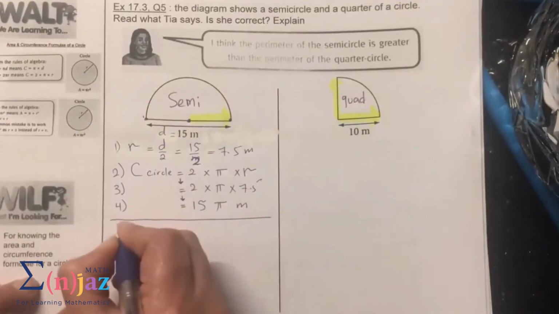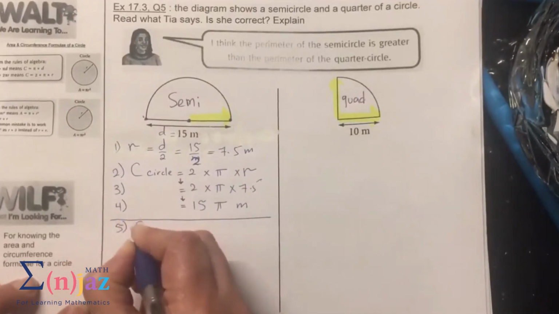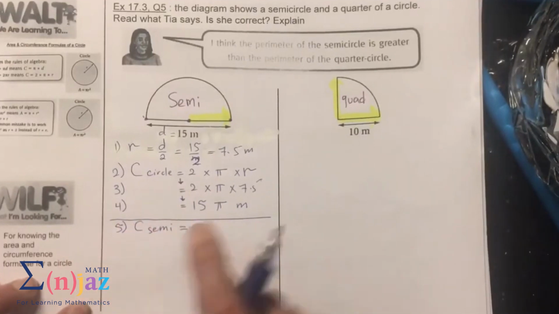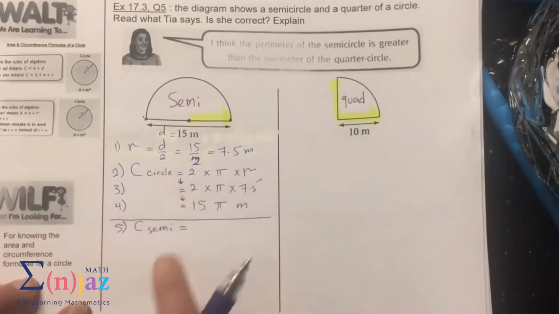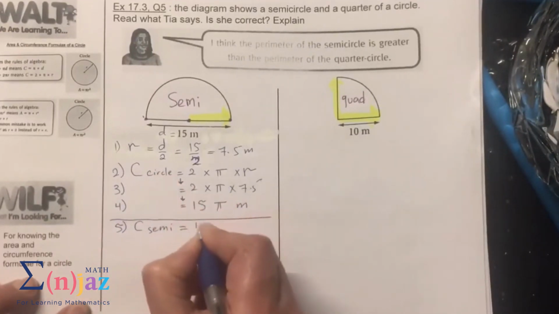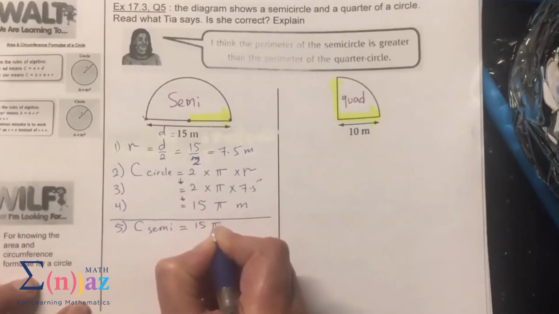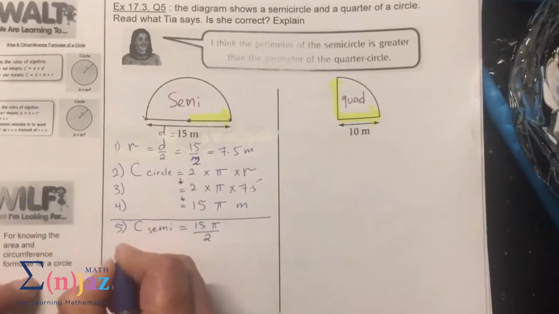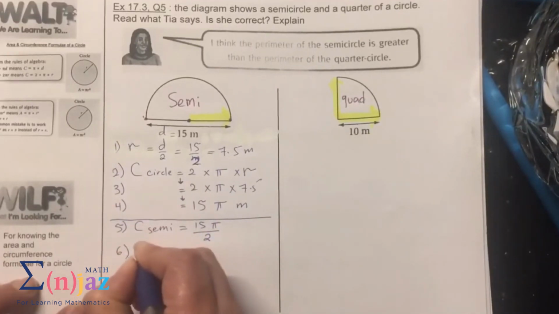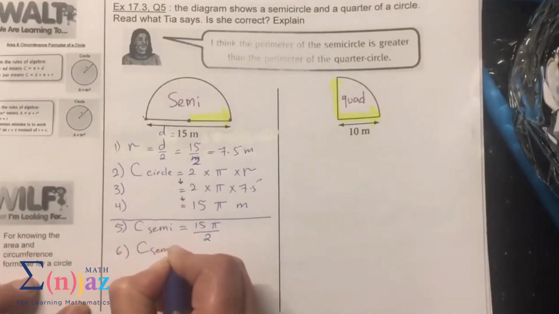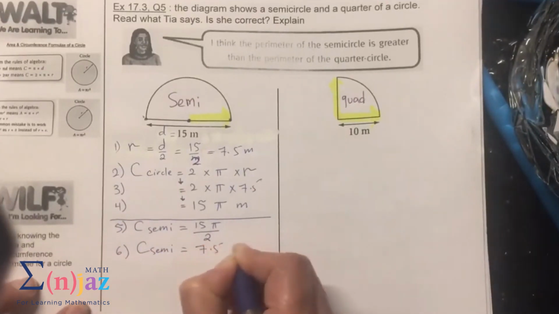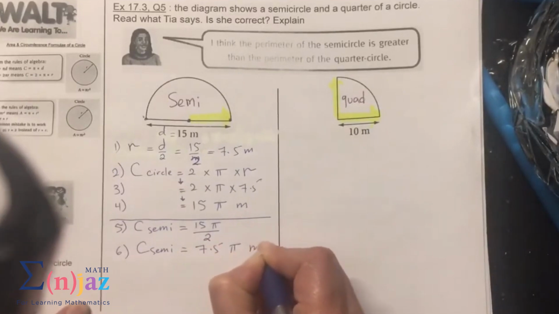Now, we are going to calculate the circumference of the semicircle, which is equal to the circumference of the full circle divided by 2. So it's 15 pi divided by 2. So calculate and leave your answer in terms of pi. So it's 7.5 pi meters.